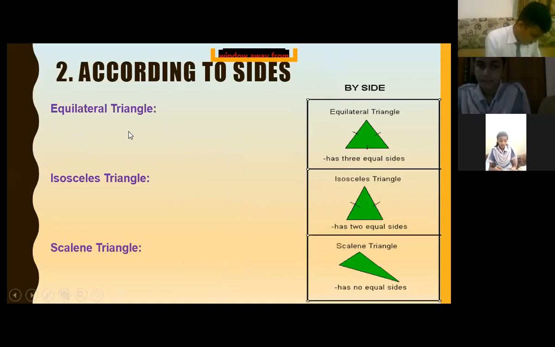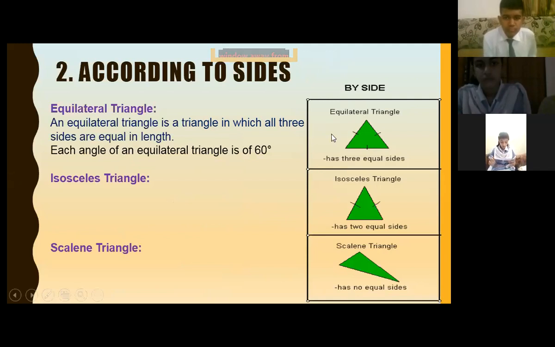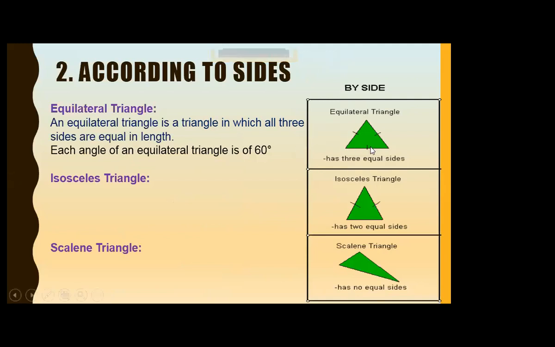Zainab, now according to the sides, again there are three types. Equilateral का मतलब ही क्या है? They are equal in sides. Okay, a triangle in which all the sides are equal in length is called an equilateral triangle. So each angle of an equilateral triangle is 60 degree. It's very important. Please note down this important point. Every angle is 60 degree.